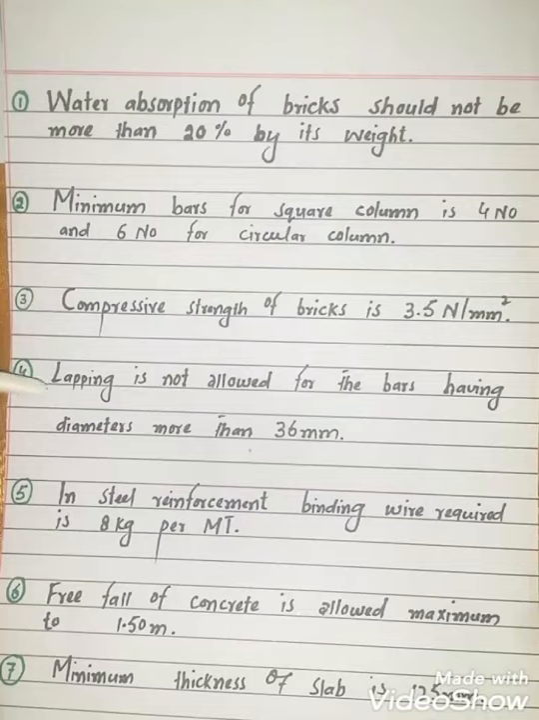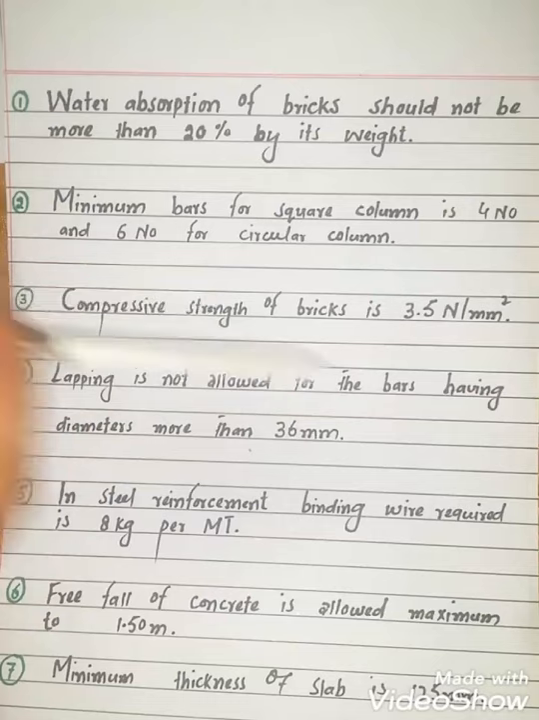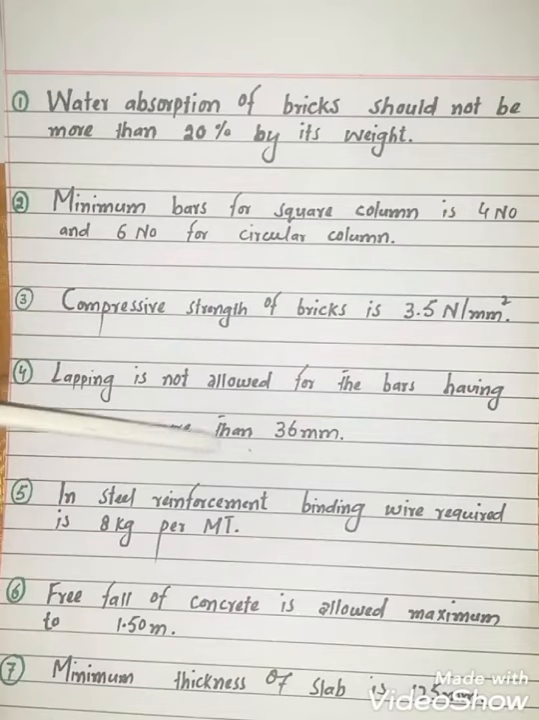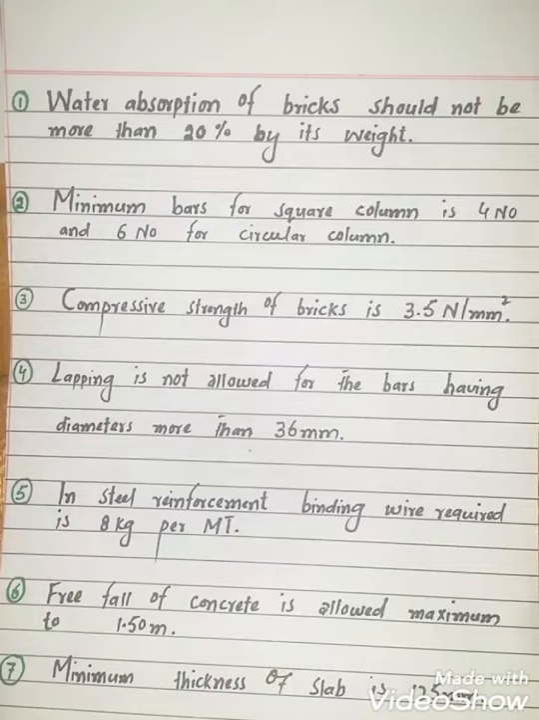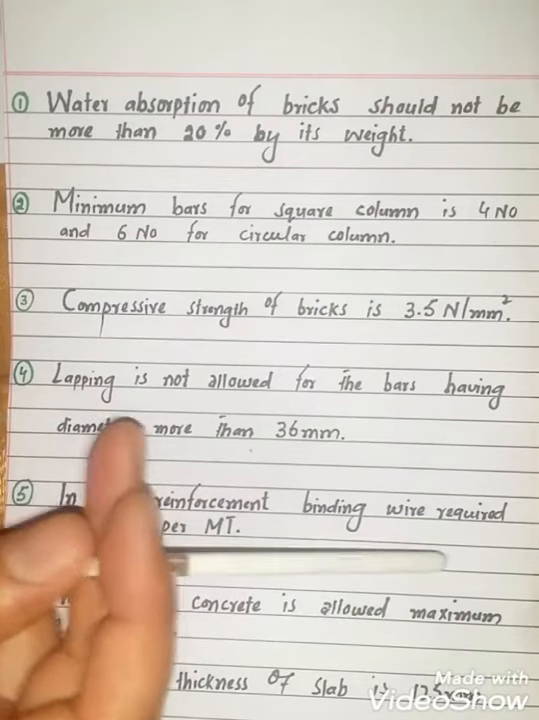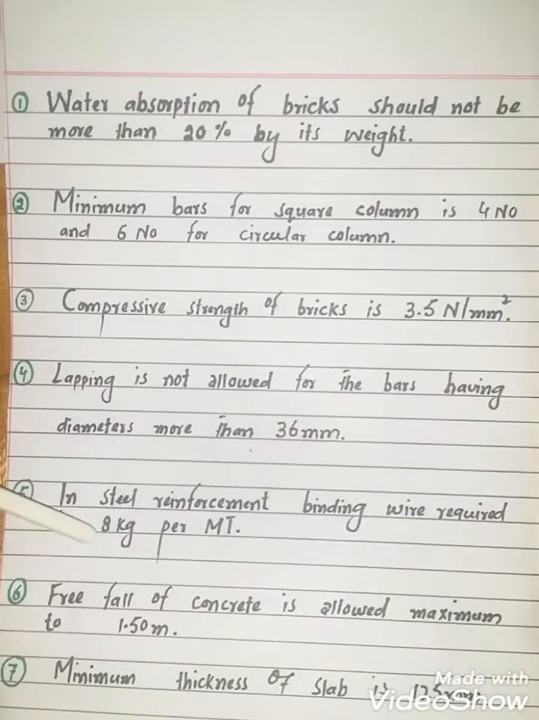Key point 4: Lapping is not allowed for bars having a diameter of more than 36 millimeter. Key point 5: The steel reinforcement binding wire required is 8 kg per metric ton.